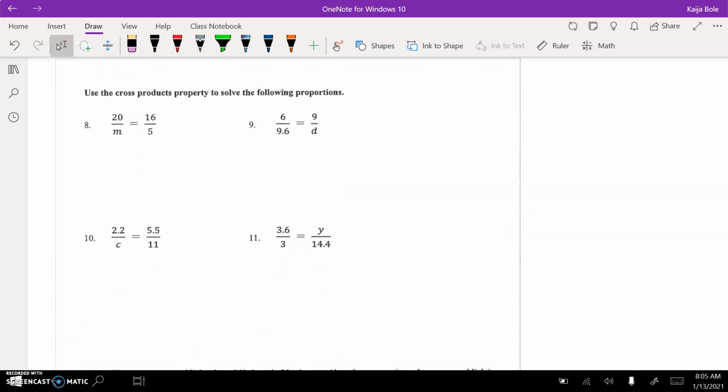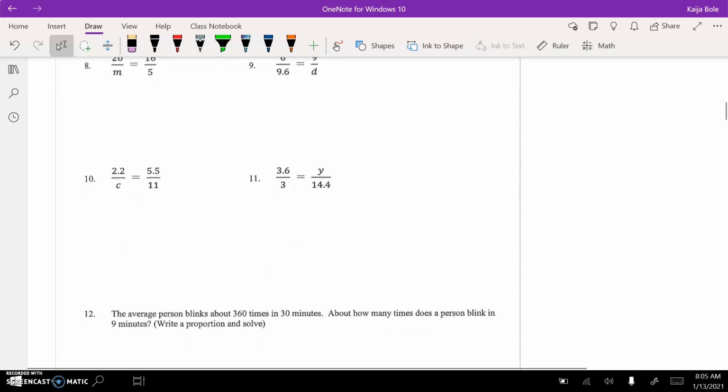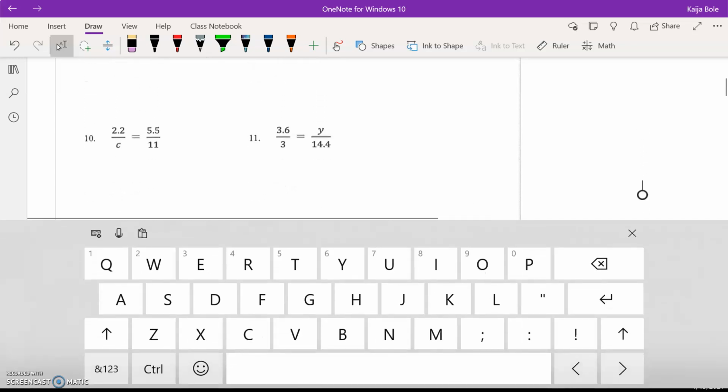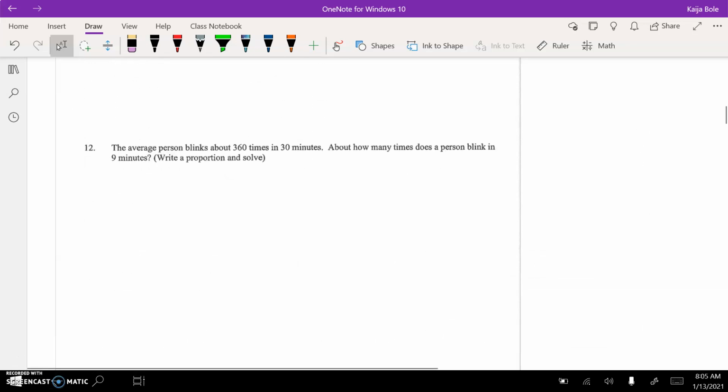You can use a calculator, especially with the decimals. That's fine, as long as you show your work. And then 12, another word problem about how many times the average person blinks in 30 minutes. And again, it says write a proportion and solve.